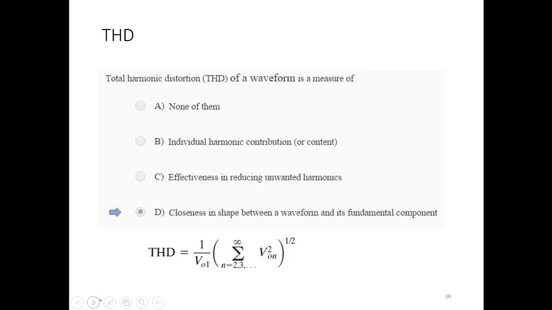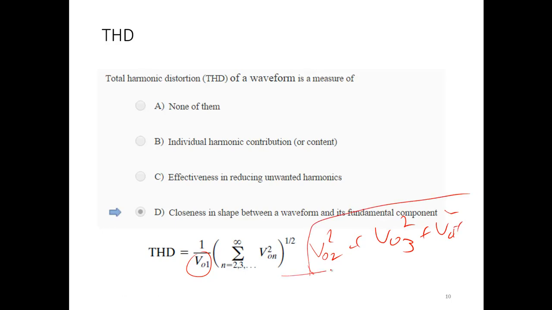The total harmonic distortion is the total harmonic content of the waveform with respect to the fundamental. The fundamental is the first one, then the second, third, fourth, fifth, sixth, all the way to infinity. So it is VO2 squared, plus VO3 squared, plus VO4 squared, and all of them, take the square root of them, and divide by the fundamental. This is the total harmonic distortion.